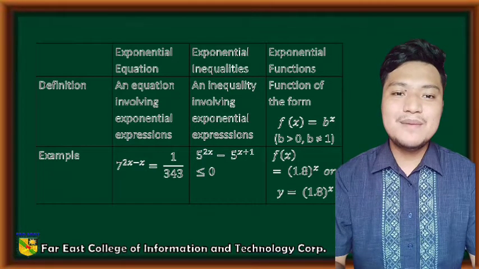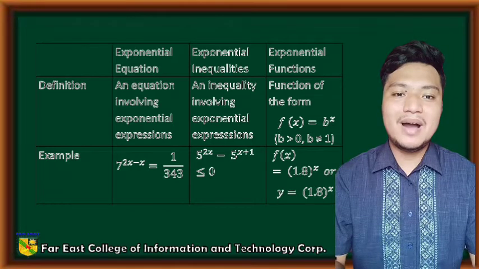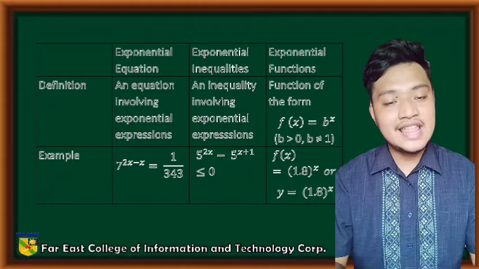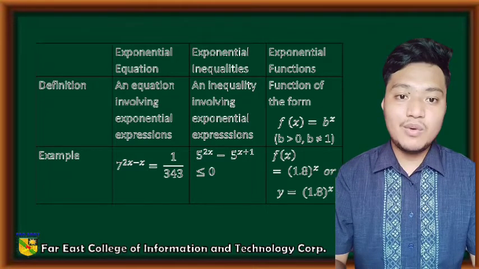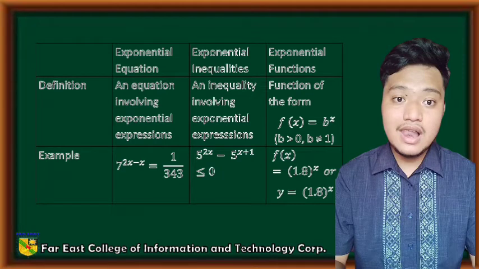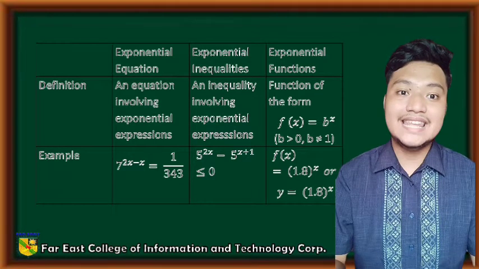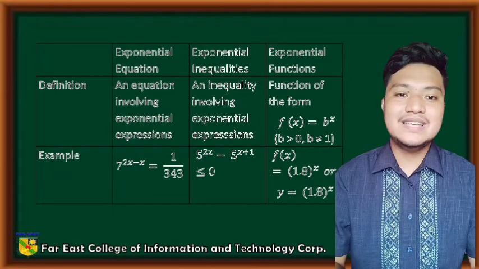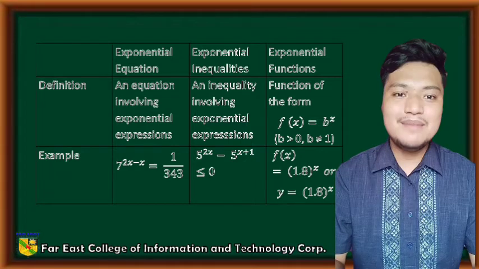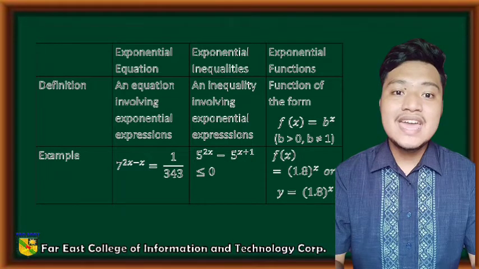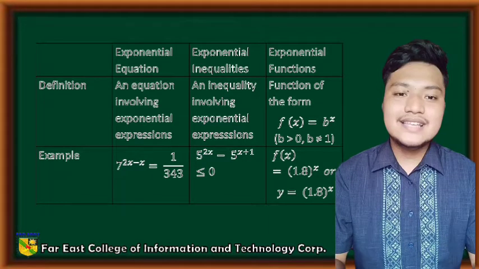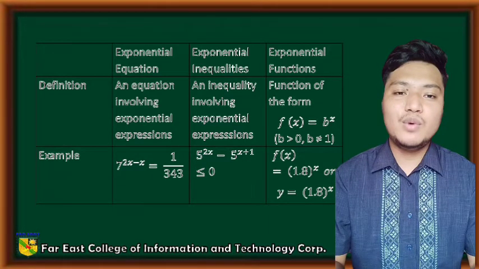So, meron tayong makikita na mga symbol na more than or greater than, less than, more than equal or greater than equal, less than equal, and not equal. So, dito sa example natin, meron tayong nakitang symbol which is the less than equal. So, nasasabi natin ay ito ay exponential inequalities. Next, the last one is the exponential function.